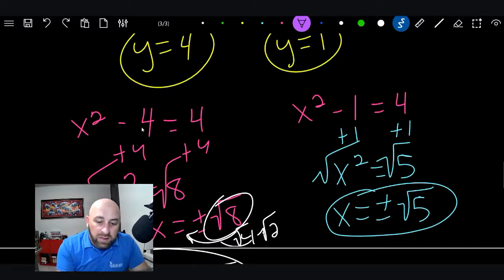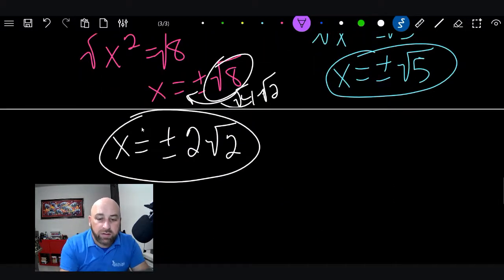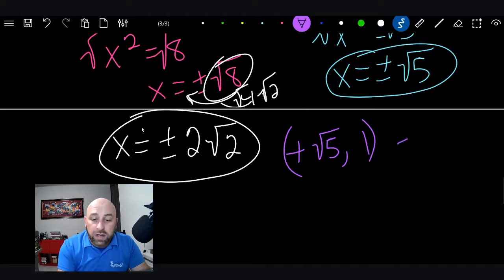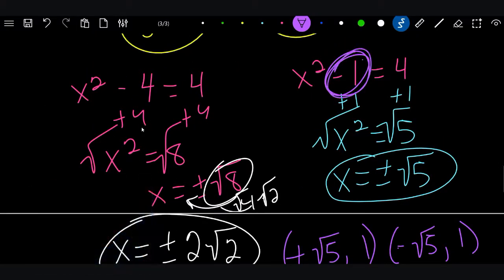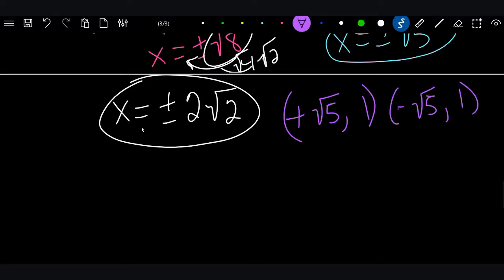Well, look, the 1 goes with the plus minus square root of 5. So you're going to have positive square root of 5, comma, 1. Okay? You're also now going to have negative square root of 5, comma, 1. Okay, so that's one set of answers. Because why? Because the 1 in the y gave us those answers in the x.